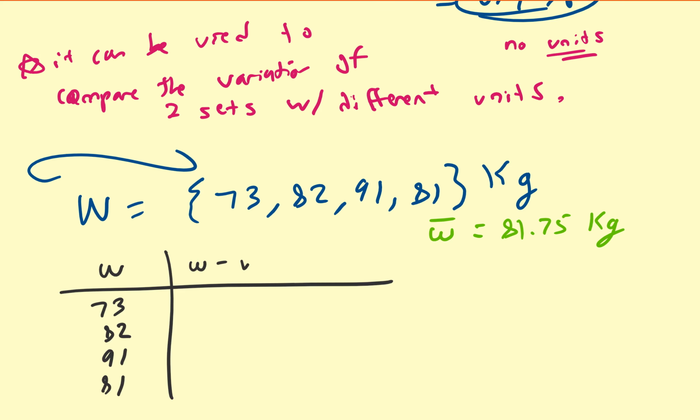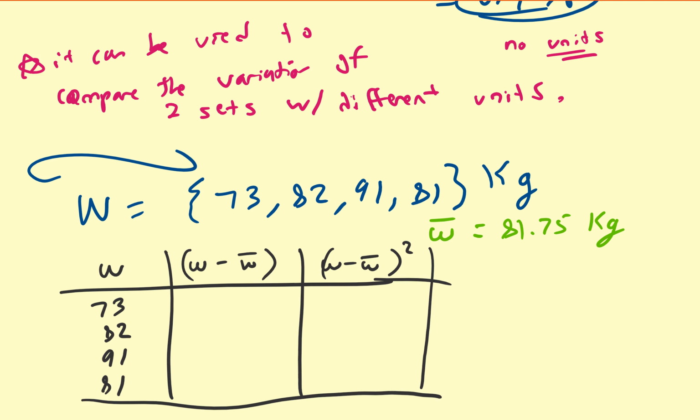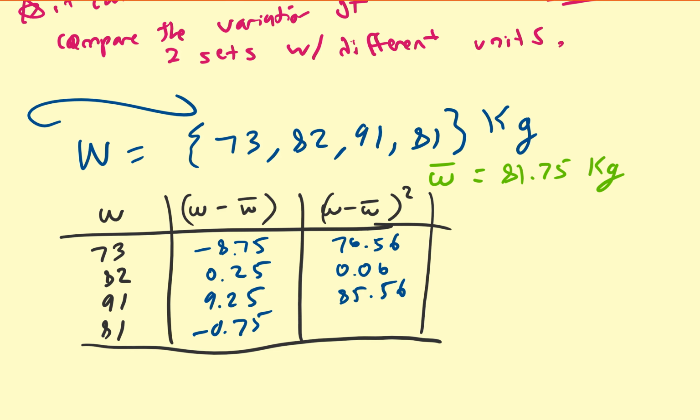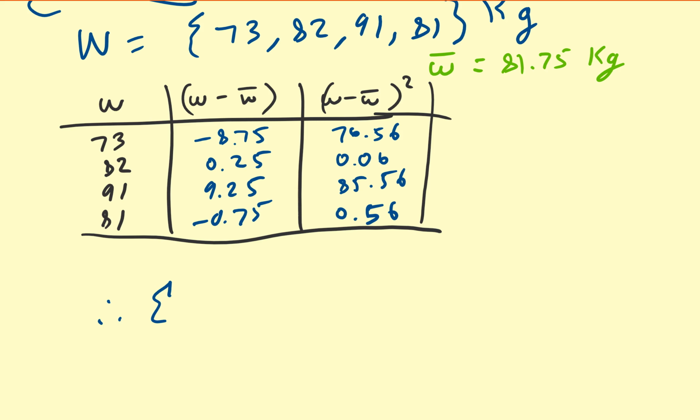I'm then going to take all my values and subtract the mean weight, and then I'm going to take those values and I'm going to square them. Once I've squared them, I'm going to add up that column, divide by n-1, and that will give me the variance. So once you complete this table, you should get negative 8.75, 0.25, 9.25, negative 0.75, 76.56, 0.06, 85.56, and 0.56. Adding up those values, we're going to get that that is equal to 162.75.